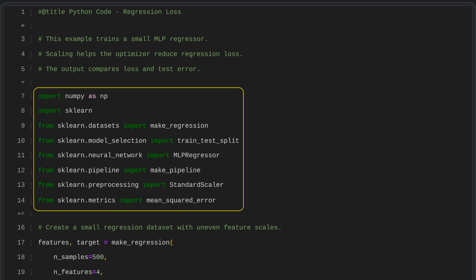This setup imports tools for building and evaluating a regression model. NumPy supports numerical work, while Scikit-Learn provides functions to create synthetic regression data, split it into training and testing sets, build a neural network regressor, standardize features, and combine steps into a pipeline. The model's performance is then measured using mean squared error, which compares predicted values with actual values.